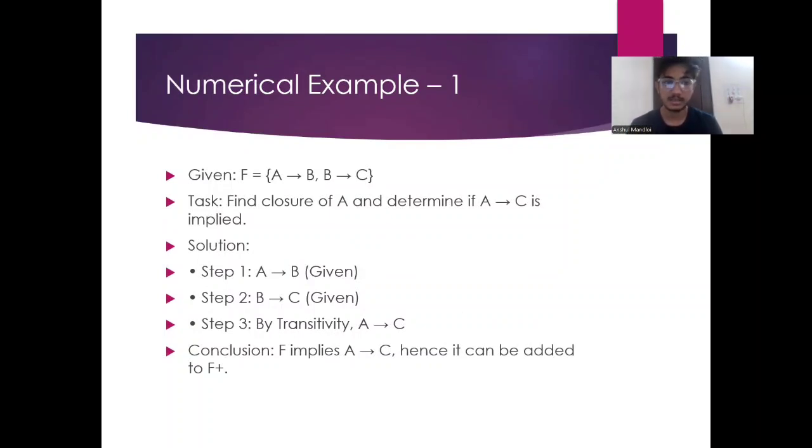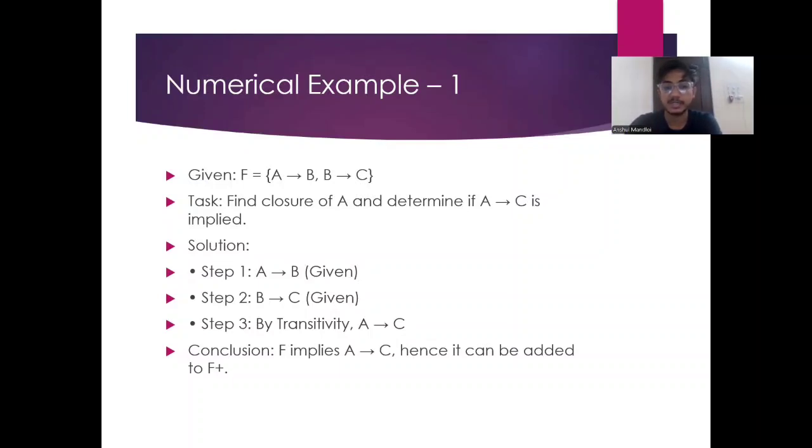Here we can see that we have a given function F whose dependencies are A tends to B and B tends to C. Our task is to find the closure of A and determine if A tends to C is implied. We have to check whether A tends to C is implied or not. So for the solution, the first step would be to check the given. Here we can say that A tends to B is already given, and B tends to C is already given.